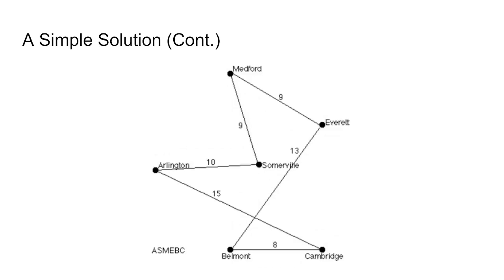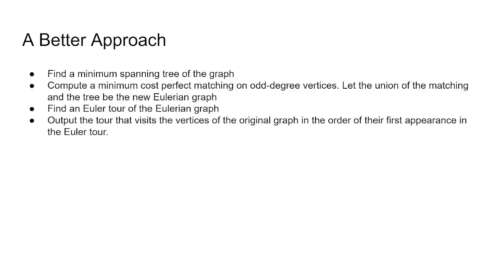So we follow the order of how each city appeared in the cycle. So we go from Arlington, from Somerville to Medford, and then Everett, and then we go Belmont into Cambridge, and then back to Arlington because it is a cycle, right? Each city here is gonna appear only once, obviously. So this is an example of how this solution essentially works.